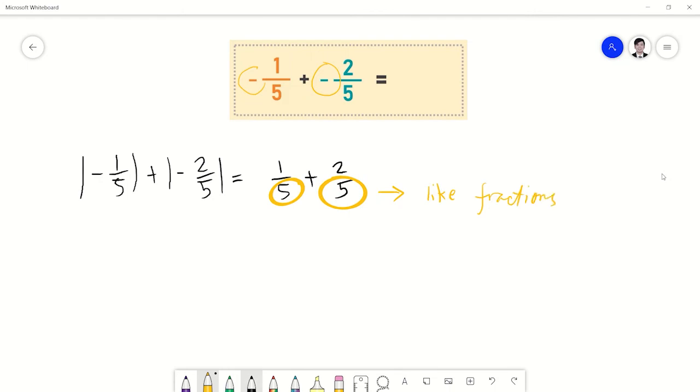If the fractions that you are adding are like fractions, that means you just have to copy the common denominator and add the numerator. So 1 plus 2 is 3, and you have 5 in the denominator. So now the last step in our rule is to consider the common sign of the two numbers, which is negative. So our final answer is negative 3/5.